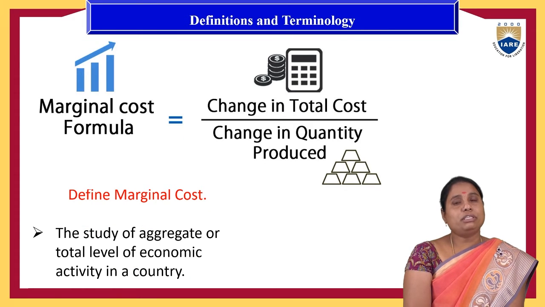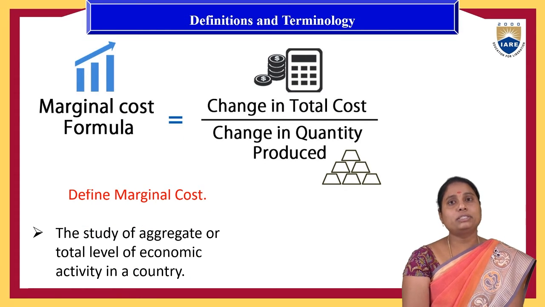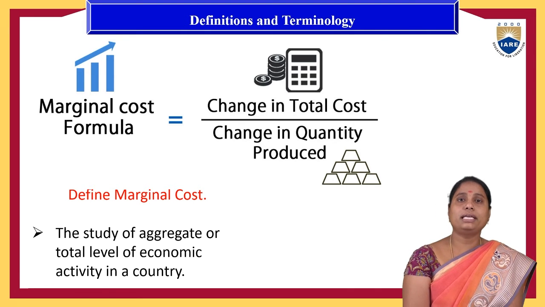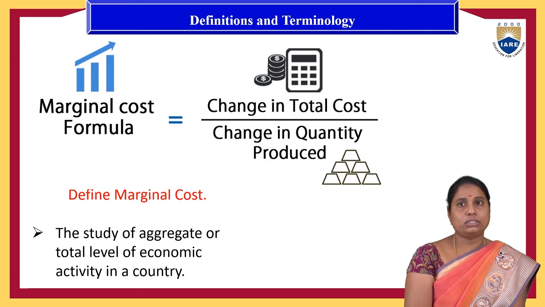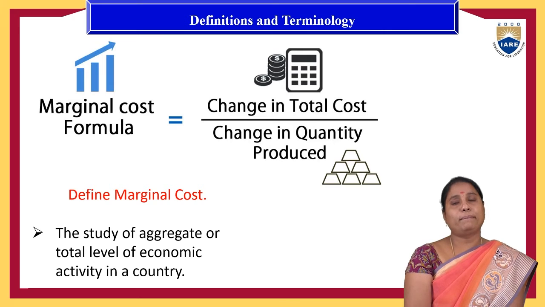So various kinds of costs are all there. Here, the marginal cost means the change in the aggregate level of the economic activity of a particular country or any production activity. That is, the change in the total cost divided by the change in the quantity produced.